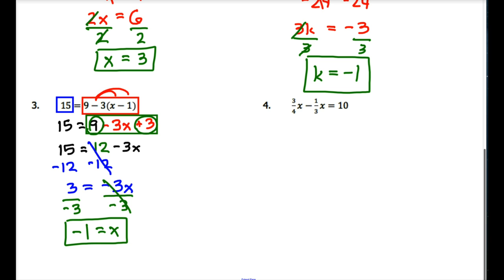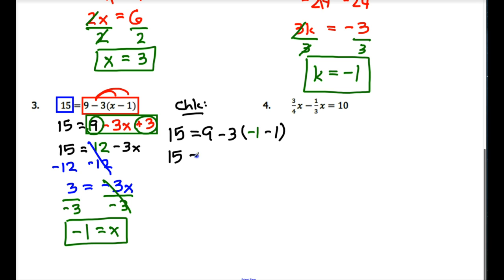To check this one, your original equation was 15 equals 9 minus 3 times the quantity x minus 1. We believe x is negative 1, so I'll plug a negative 1 in right here for x, right inside those parentheses, and then we have another minus 1.